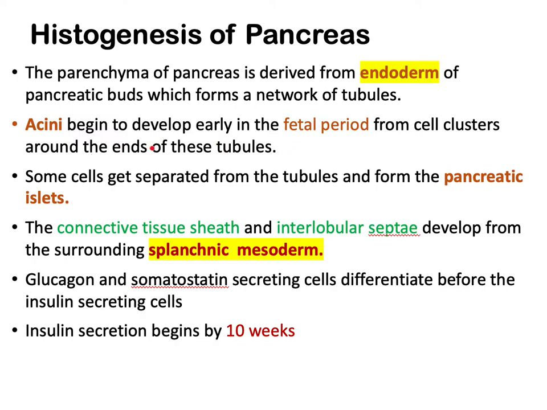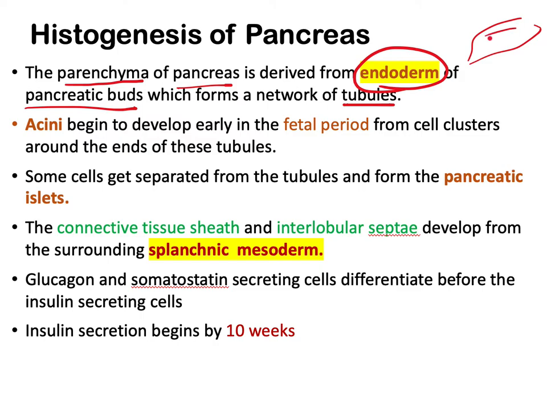Now, it's good to know, especially to understand from where cancer cells originate in the pancreas, that the parenchyma of the pancreas is derived from the endoderm of the pancreatic buds, right? And it also forms the tubules, because there are tubules inside it. These are the parenchyma of the pancreas and tubules from the endoderm.